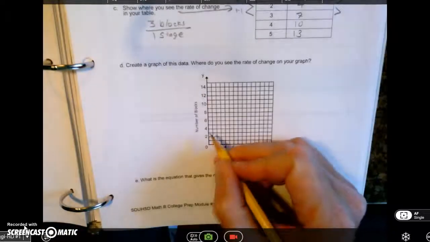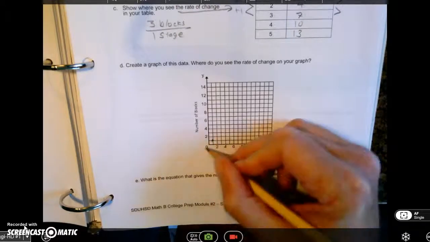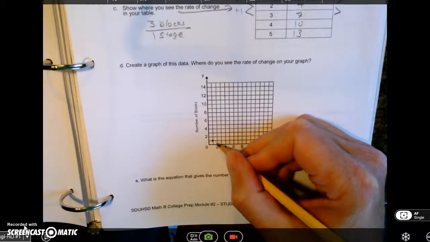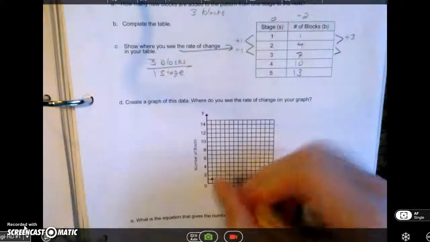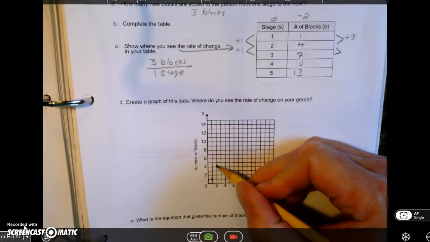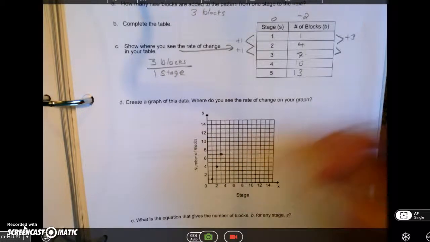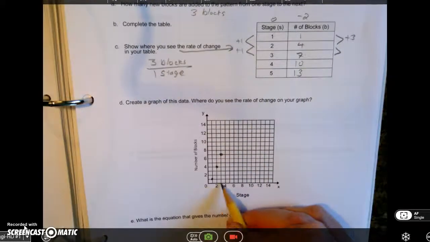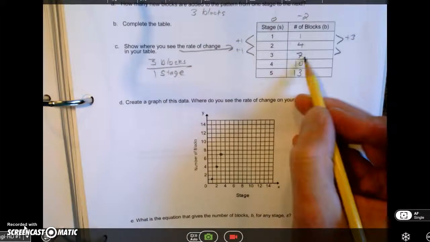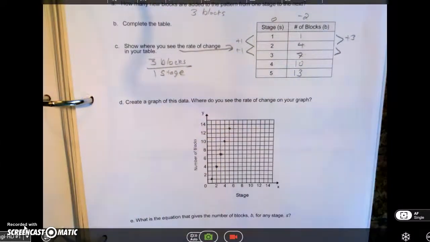Create a graph, so we just plot these points. So 1 block for 1 stage, stage 2. Up here is 4 blocks, and if I just do it now, I know that every time I increase 1 stage, I add 3 blocks. So 1, 2, 3 blocks per stage should match this table. So 3, 7, and of course it does. So 1, 2, 3 blocks per stage.